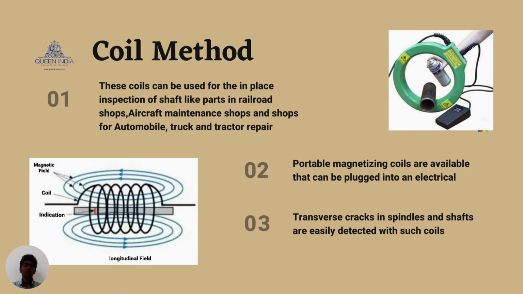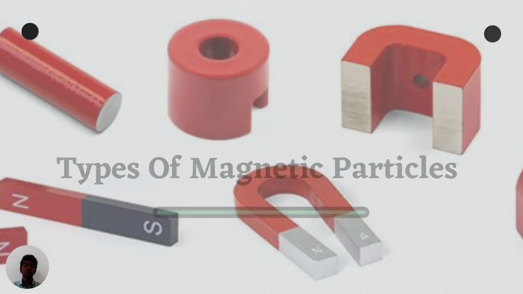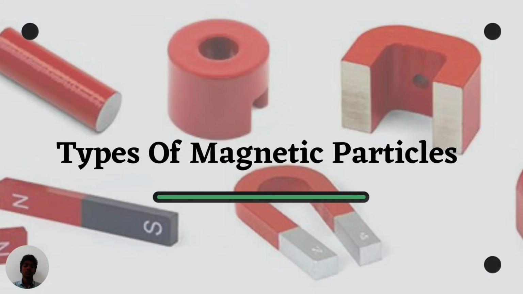Portable magnetizing coils are available that can be plugged into an electrical outlet. Transverse cracks, spindles, and shafts are easily detected with such coils. Types of magnetic particles: there are two types, wet magnetic particles and dry magnetic particles.